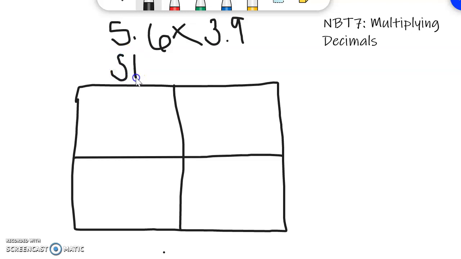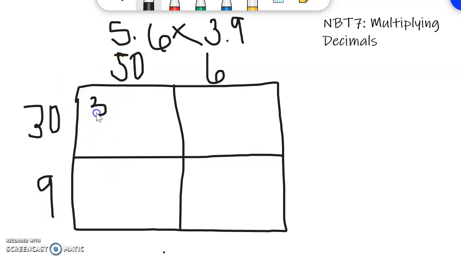And that's 50 and 6. Make my 5 look like a 5. Then I'm going to decompose 39, and that's 30 and 9. Now I'm going to create my equations using the distributive property. So my first equation is 30 times 50. My second equation is 30 times 6.